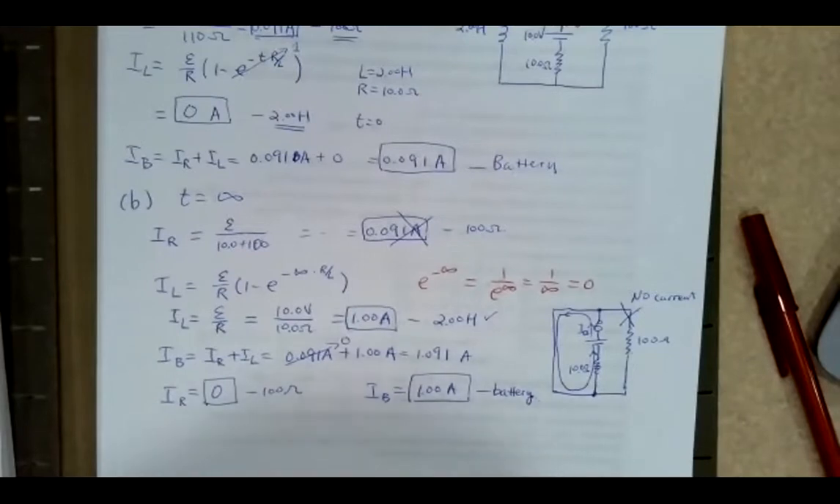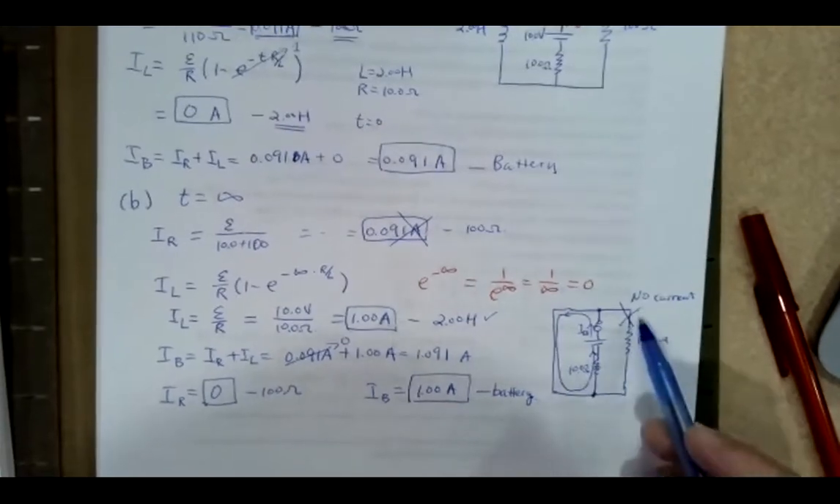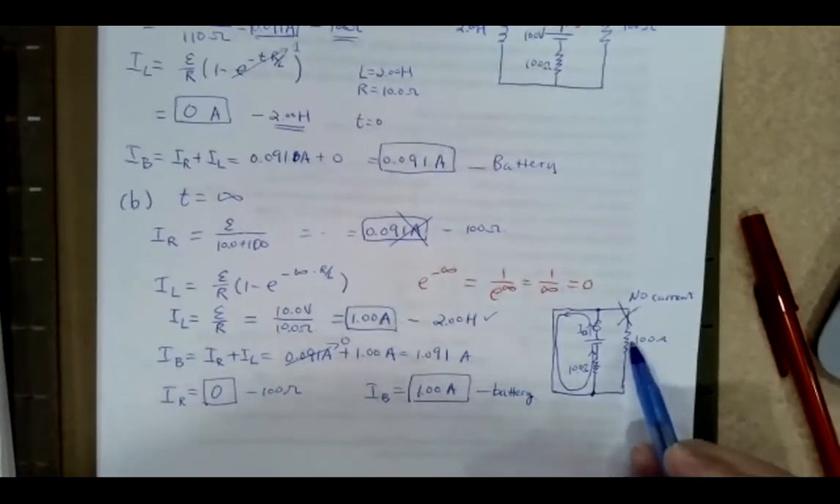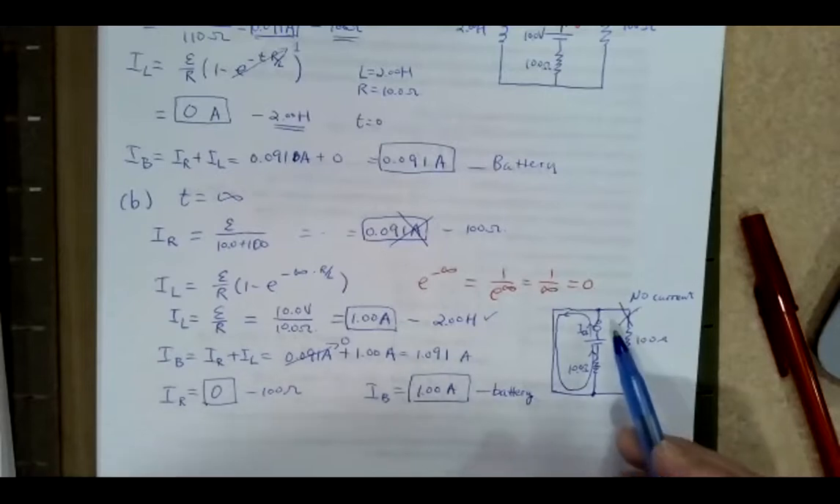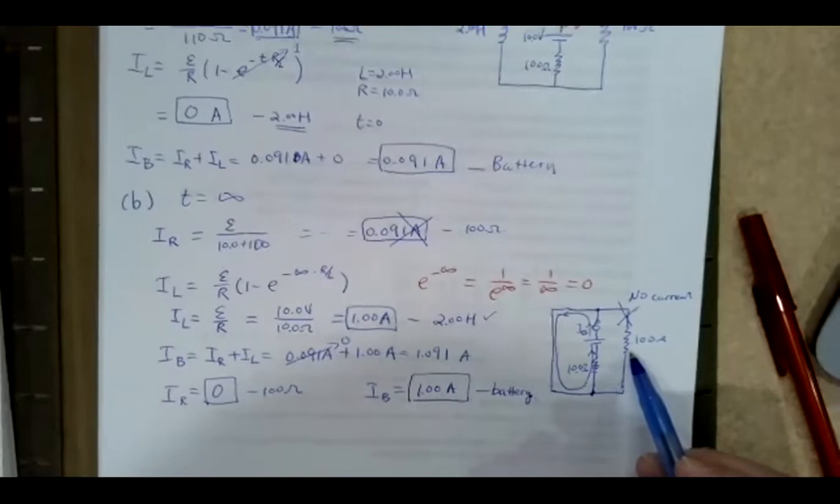Because now there's no response from the inductor, so it's just a straight wire. So the current will not go through that. So this is the case: if you have a straight wire in parallel with an element, that means we are just skipping the element.